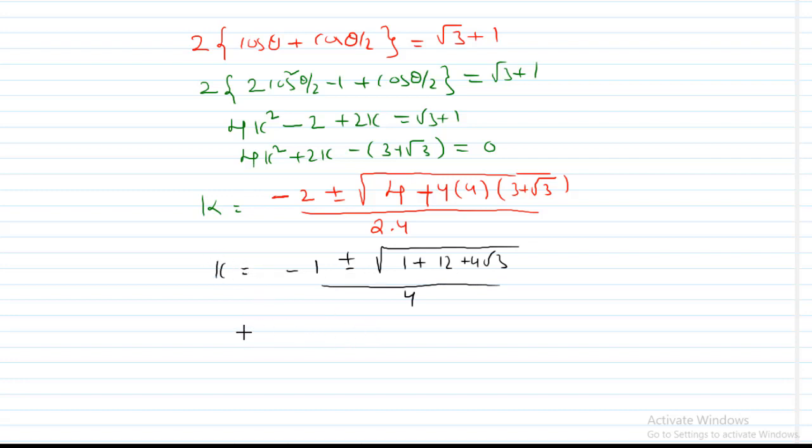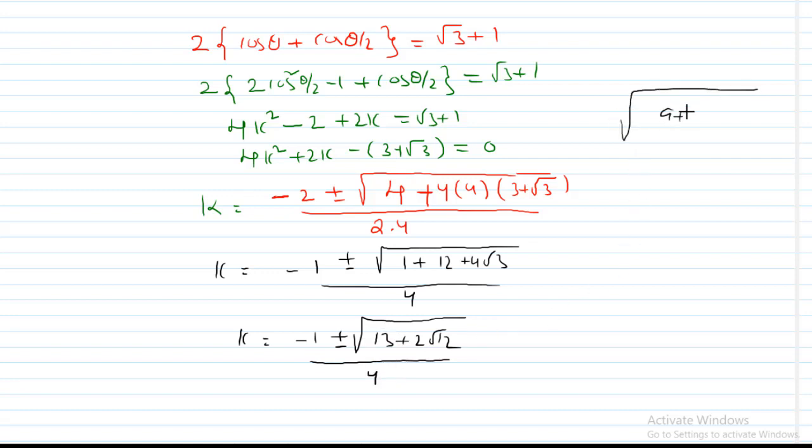Okay, so k equals (-1 ± √(13 + 2√12))/4. Here, inside is in the form of a + b + 2√(ab), which is the same as (√a + √b) with positive square root. Directly I can say this is nothing but (-1 ± (√12 + 1))/4. Okay, so we got 2 k values.